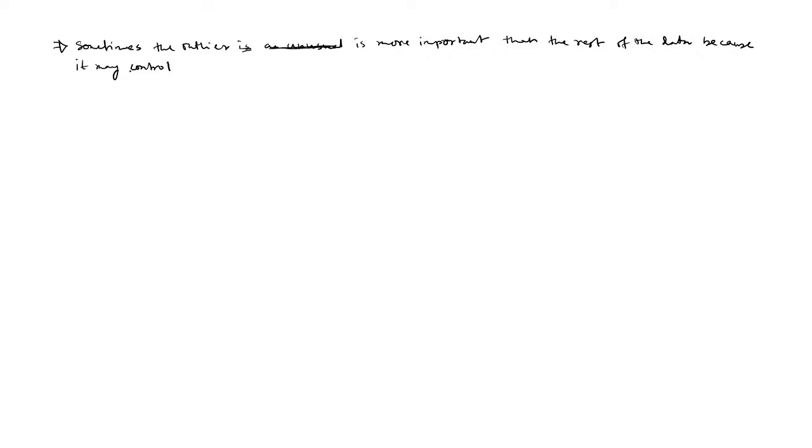Sometimes the outlier is unusual, but actually sometimes the outlier is more important than the rest of the data because it may control many key model properties.